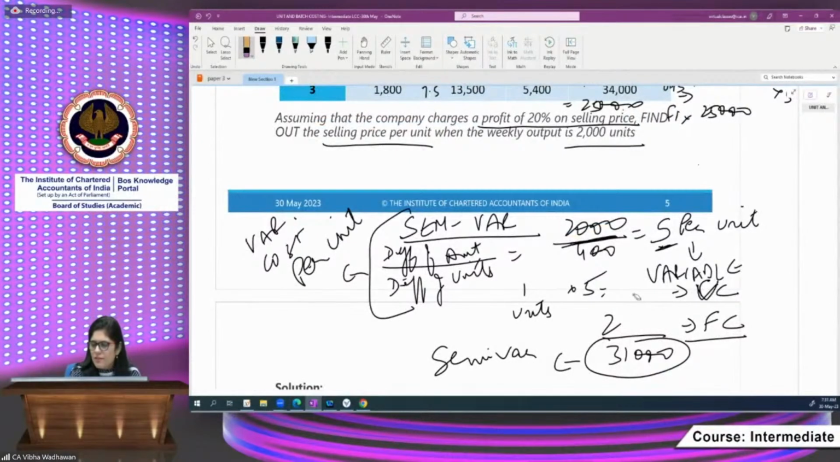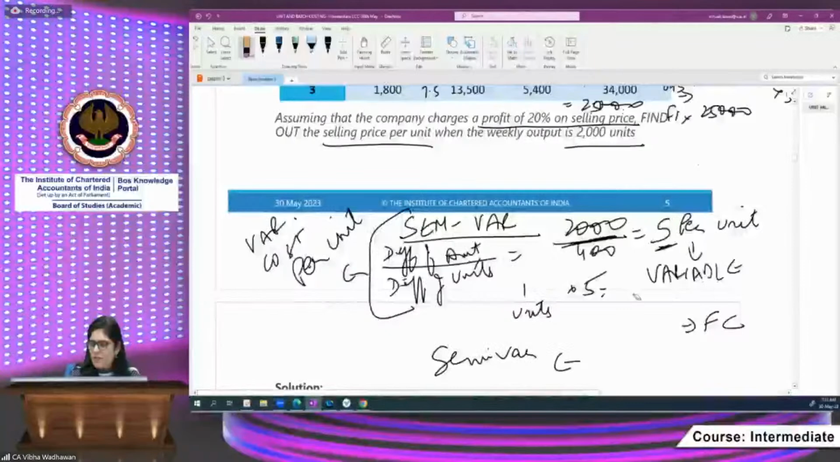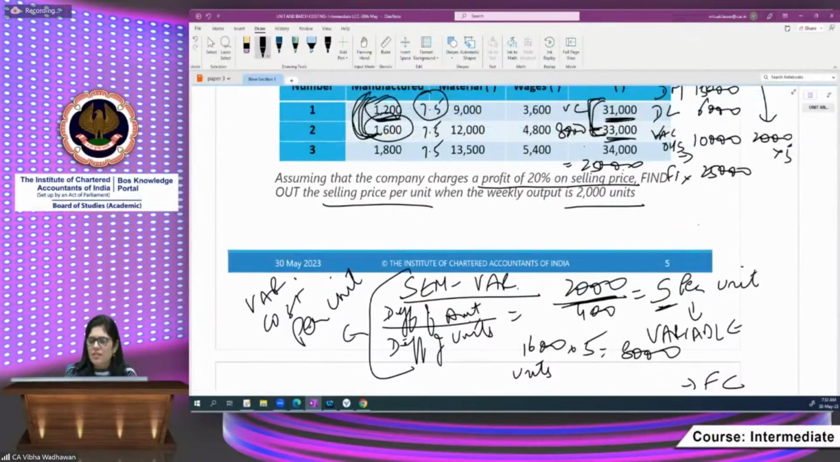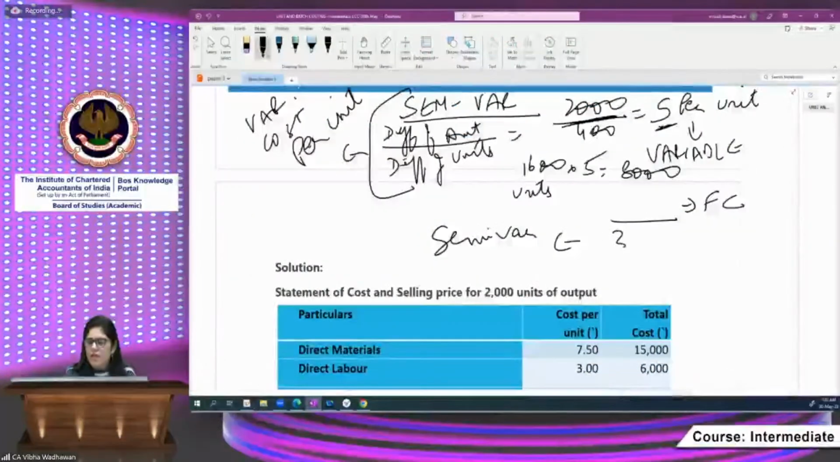So I'm just erasing it off. Let us try for the second case also. So 1600 into 5, it's 8,000. So variable cost is 8,000. Total cost in the second week is 33,000. So 33,000 in the second week is the total semi-variable. 8,000 comes to variable. So 25,000 comes for fixed cost here.